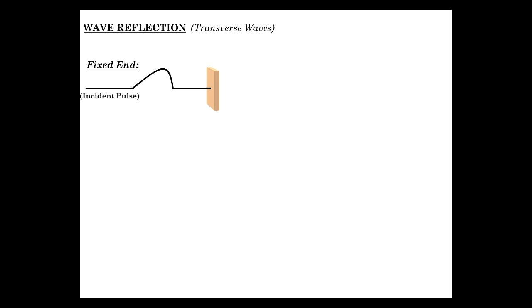So here we have a pulse on a medium, say a string or a spring or whatever, and it hits a fixed boundary. Namely, what it's attached to, it's rigidly attached to. So that's what it means by fixed. The end is not free to move. This pulse is traveling along the medium. It hits the barrier, and here's what you should see happen.